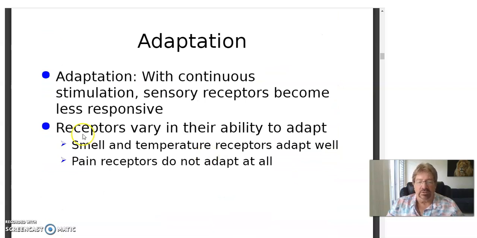Adaptation. With continuous stimulation, sensory receptors become less responsive. Perfect example of that is you go get in a hot tub. At first it's scalding hot, and after you've been in a while, it seems like it's just kind of warm. You've adapted to the heat. Receptors vary in their ability to adapt. Smell and temperature receptors adapt well. Pain receptors do not adapt at all.